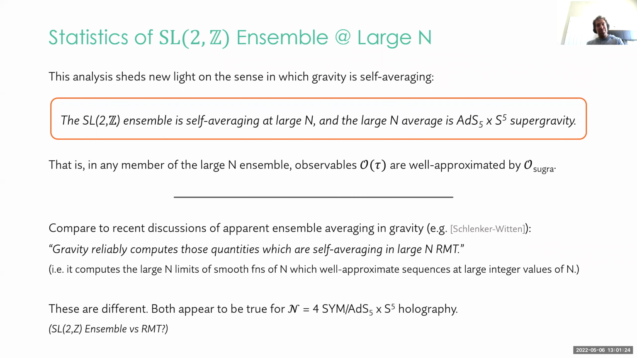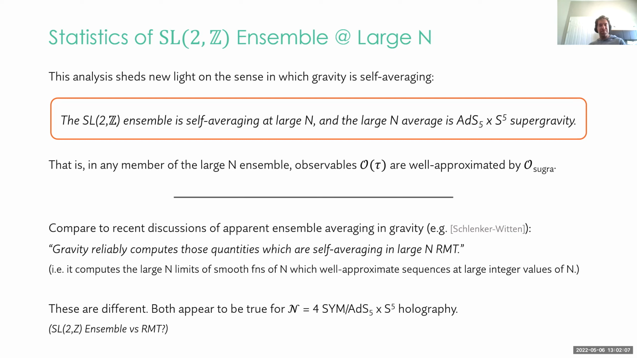Now, the obvious thing to make contact with here is other ideas about ensemble averaging in gravity, where you don't have exactly marginal couplings, and one is trying to understand why things appear to be ensemble averaged when there's no literal average over couplings in sight. If we compare this to the statement made, for example, by Schwenker and Witten, that can be characterized as saying that gravity reliably computes quantities which are self-averaging in large n random matrix theory. These are different statements, but in the context of N=4, both appear to be true. And it raises the question of whether the SL2Z ensemble has an RMT structure hiding inside. I don't know the answer.